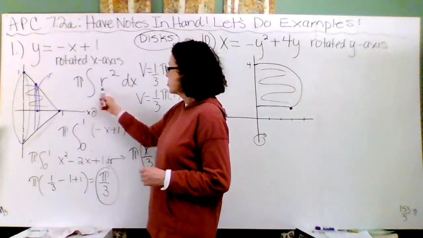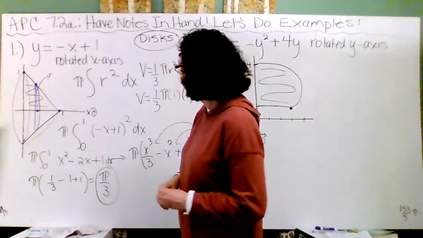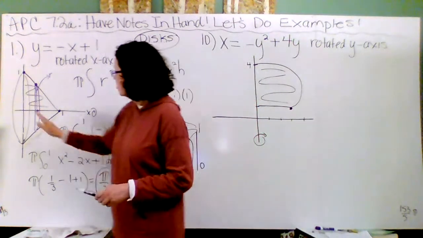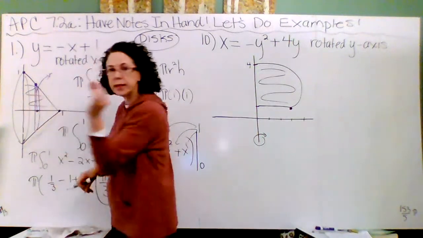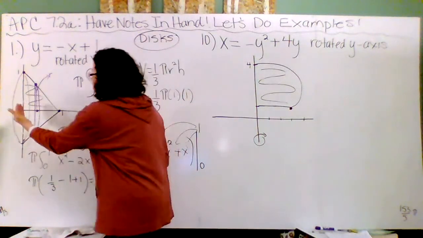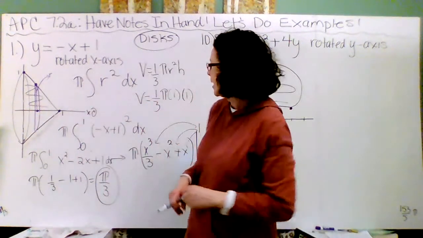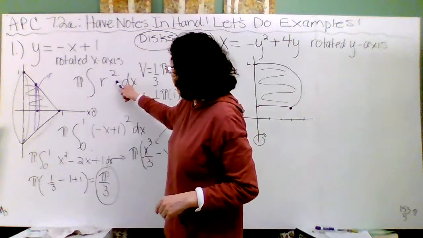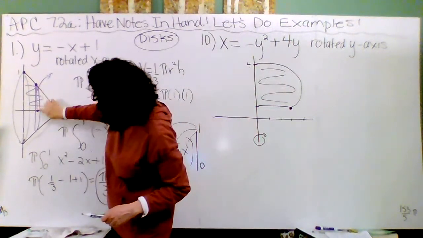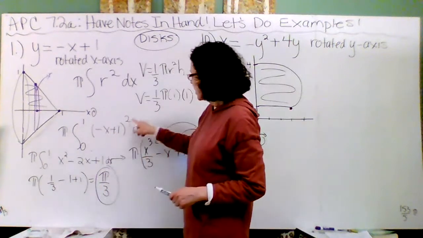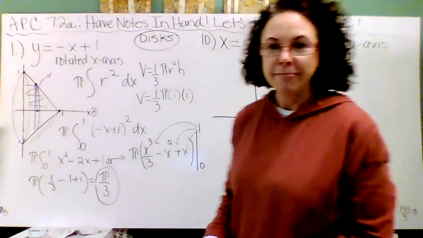I write pi r squared because I'm collecting cylinders, right? I have a dx if I'm perpendicular to the x-axis because the thickness of the cylinder really is x, and because my change is x, I'm collecting these cylinders across the x-axis. I find the radius, the length of the radius here was a negative x plus 1 minus 0. I was careful to square it, and then I just did my math.